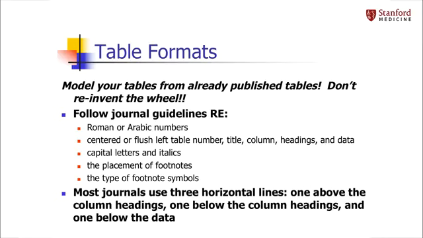Another thing to keep in mind is that the convention for most journals is that tables contain just 3 horizontal lines, one above the column headings, one below the column headings, and one below the data. A lot of people are unaware of this, so they put in many more lines than this, and it ends up looking unprofessional.